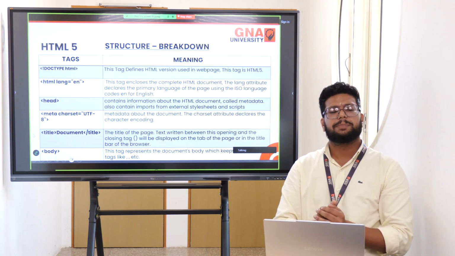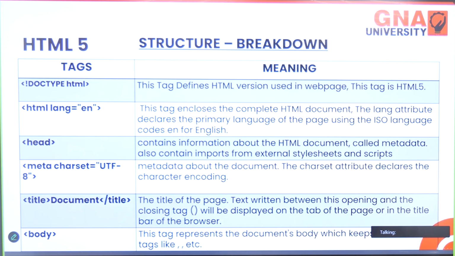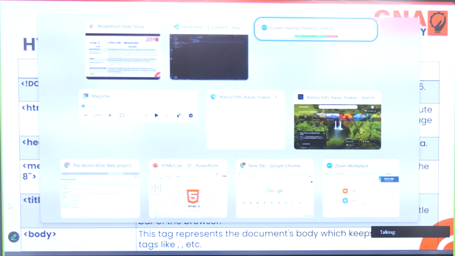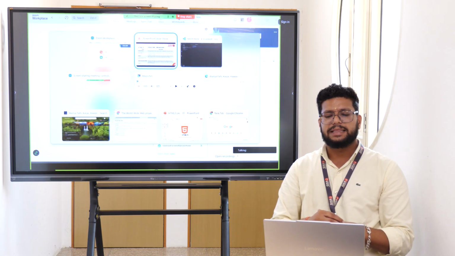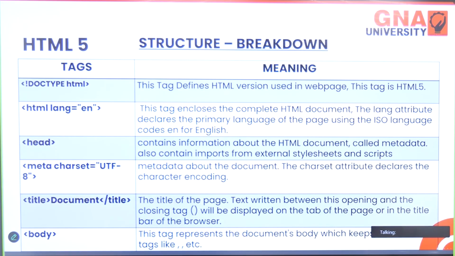Now look here, the document type HTML, as I told you, this tag represents that it belongs to the HTML5 version family. Now move forward, the html lang="en" tag. This enclosing tag stands for the primary language of the web page, using the ISO language code en, which stands for English. Move forward. Another one is our head tag.